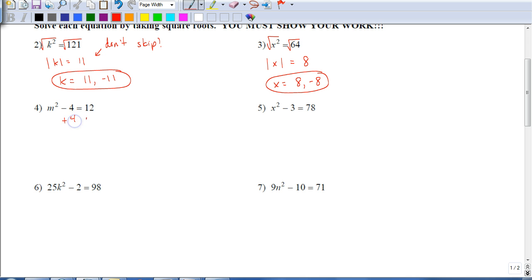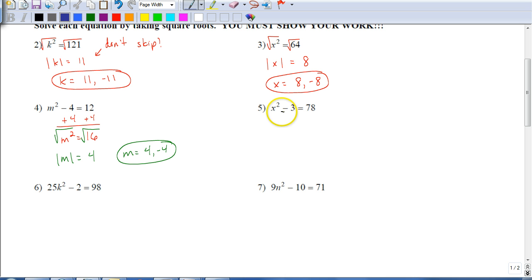So I start by adding 4 on both sides. So now I get m squared equals, well, 12 plus 4 is 16. Now I take the square root of both sides. Again, the square root of m squared is not m, it's the absolute value of m. So that means m could equal 4 or negative 4. Why don't you guys try the next one on your own? Referring to example 5 there, pause the video, hit play when you're ready to check your answer.